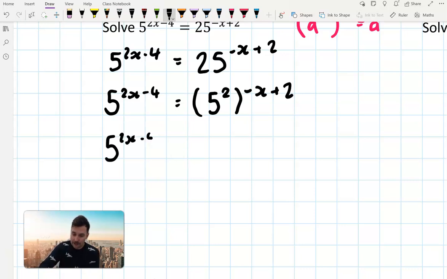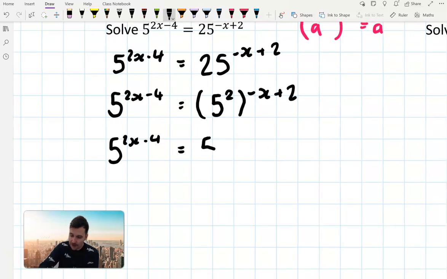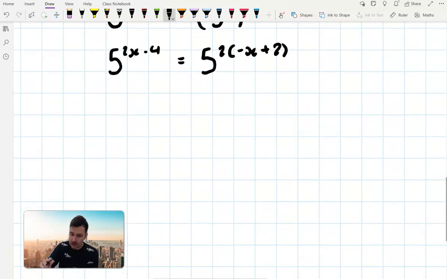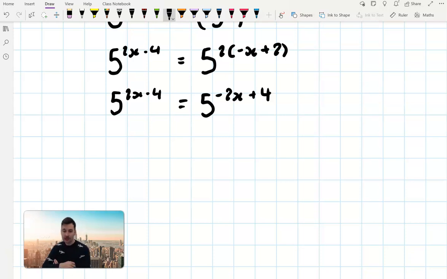5 to the power 2x take 4. And what I'm going to have now on the right hand side is, well, if I multiply 2 by negative x plus 2, it's kind of like an expanding bracket sort of situation. So I've got 5 to the power 2 times negative x plus 2, which if we go a little further again, we've got 5 to the power 2x take 4 is equal to 5 to the power negative 2x plus 4. Okay, so in both of those lines of working out, actually, we've got the base of 5 for both of them. So it's 5 to the power 2x take 4 equals 5 to the power negative 2x plus 4.